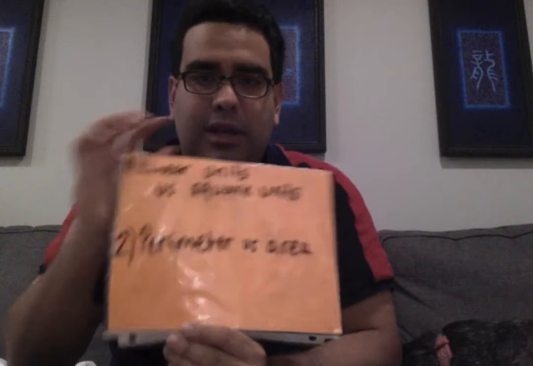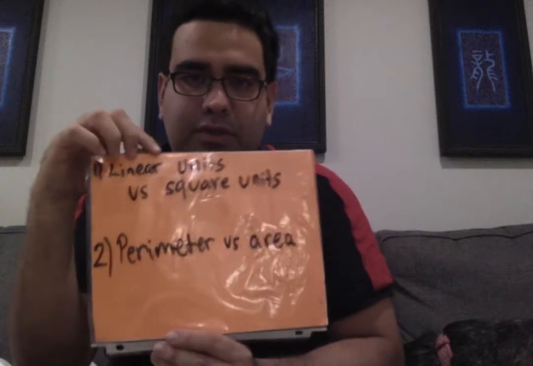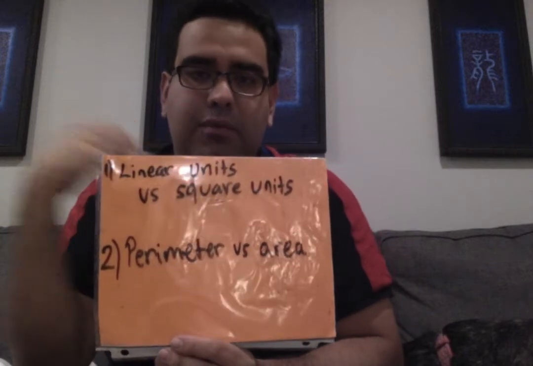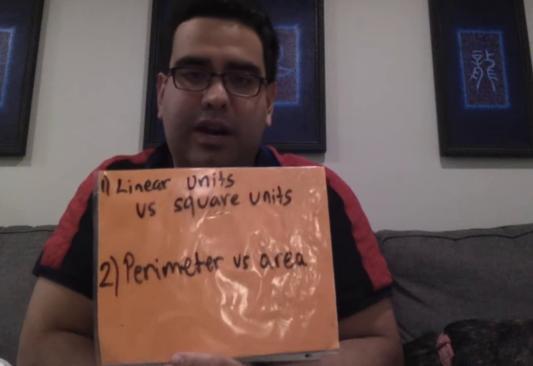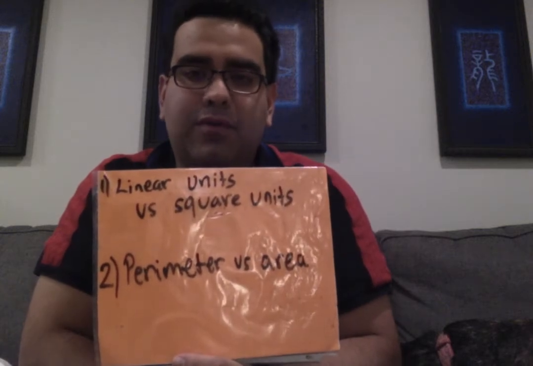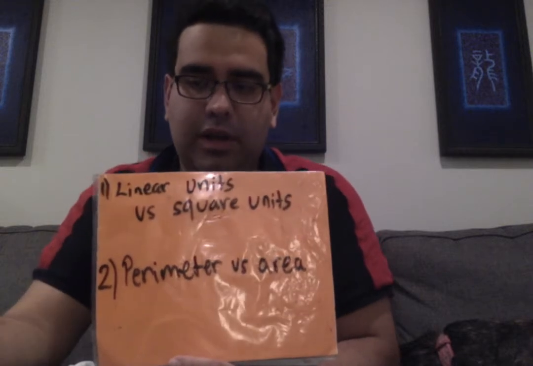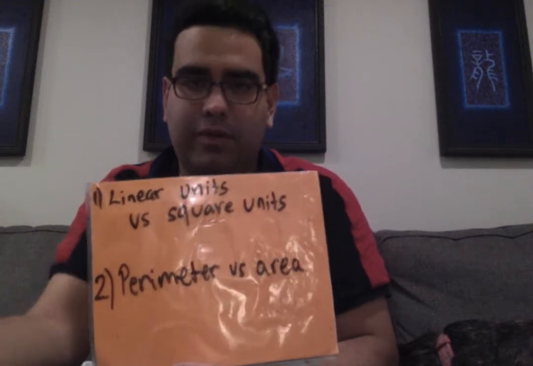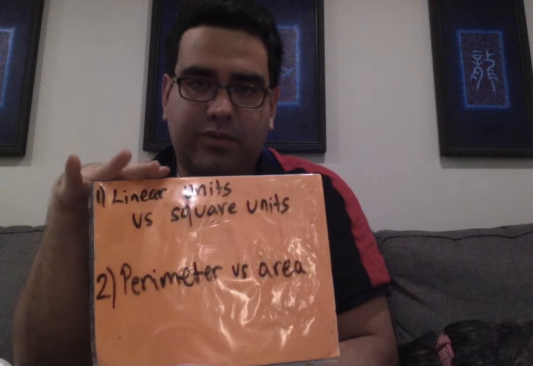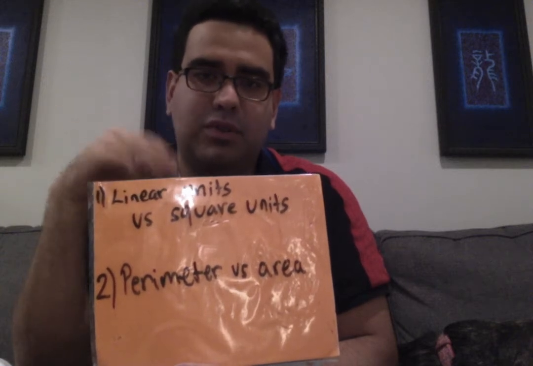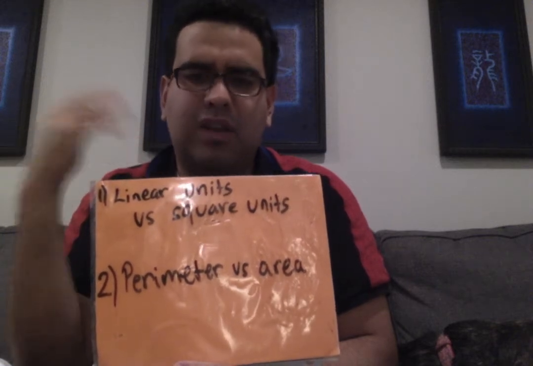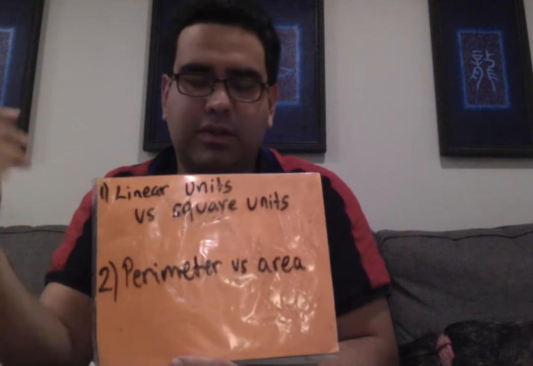There are two main misconceptions that we're going to be dealing with. The first one is linear units versus square units, and the second one is perimeter versus area. These four concepts are difficult for students to distinguish, so I really predict that a lot of them will be confused. Let's talk about the first one first. Linear units versus square units, and the four of them are actually related.